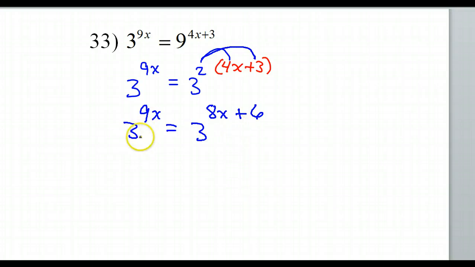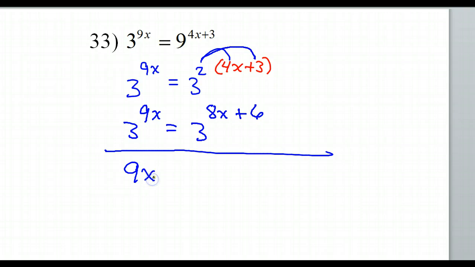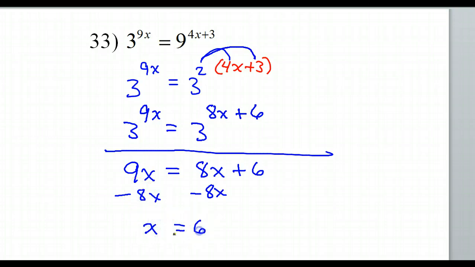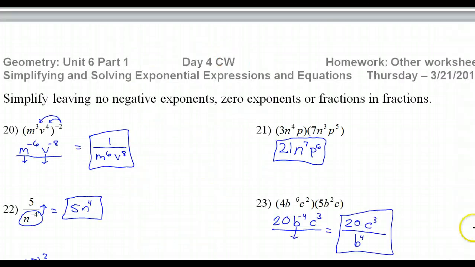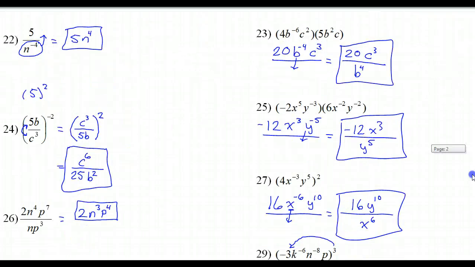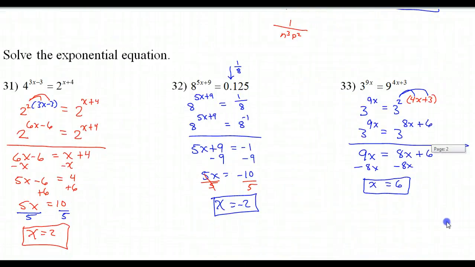Since the bases are the same, I know the exponents will be the same. So 9x should equal 8x plus 6. Now, if I just go ahead and subtract 8x from both sides, that's going to give me x equals 6. All right, so that is a nice little review on how to simplify exponential expressions and how to solve exponential equations.